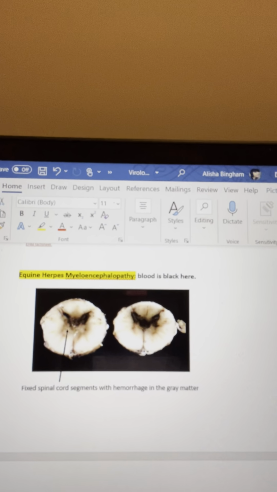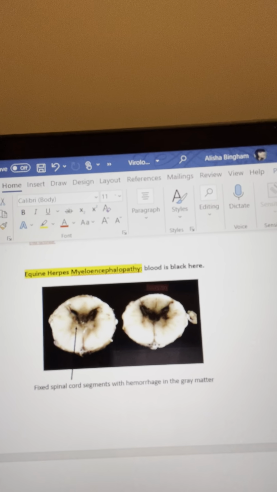Vasculitis, necrosis, and hemorrhage in the spinal cord and brain. That's what it means. So here's the spinal cord. We have the fixed spinal cord segments with hemorrhage in the gray matter here.